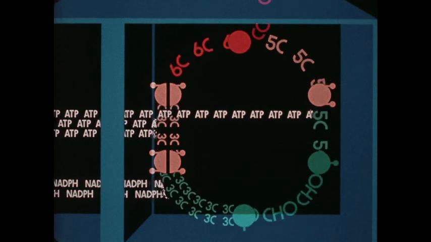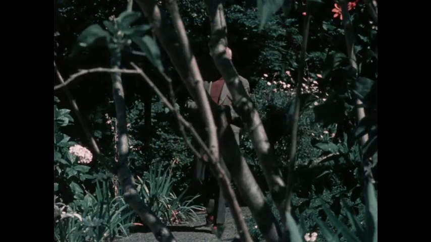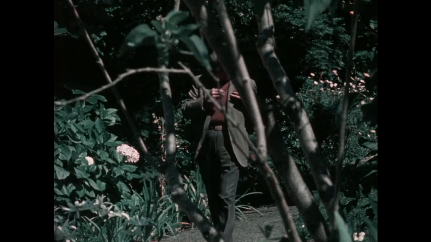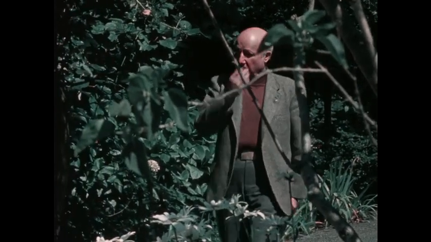Dr. Calvin's work helped to provide a clear picture of what happens in the dark phase of photosynthesis and won him a Nobel Prize. But the remaining problem to be solved was how are ATP and NADPH formed?